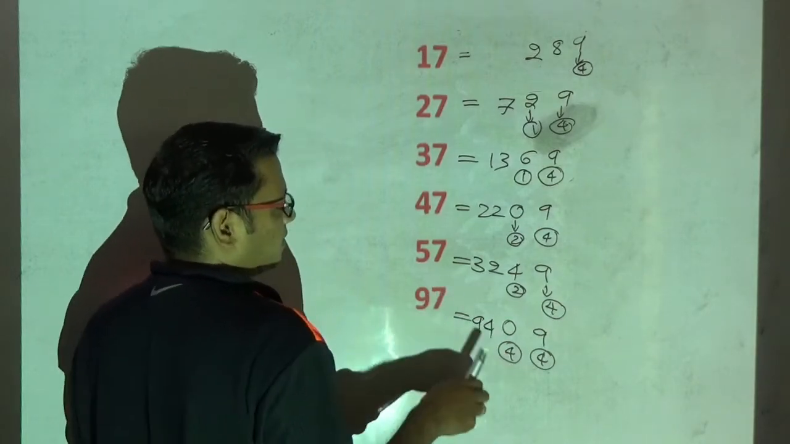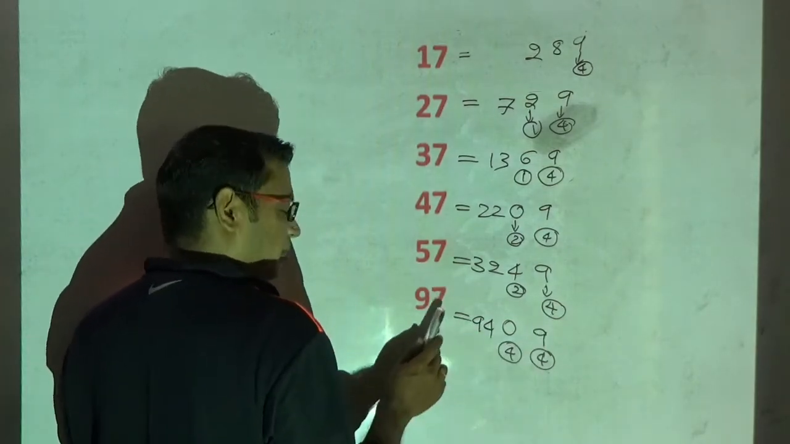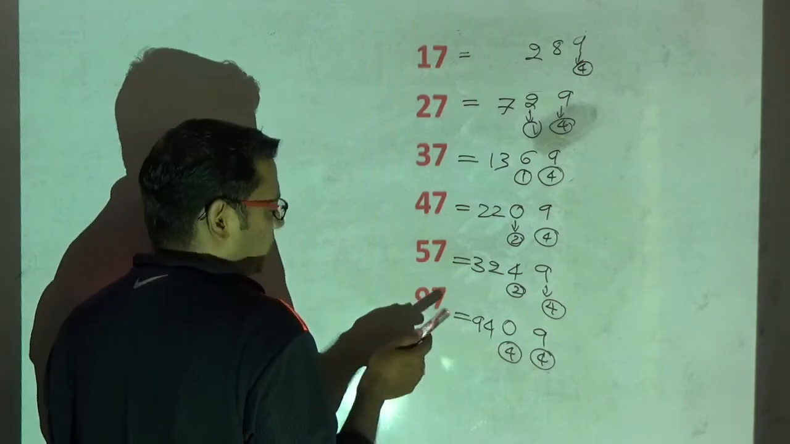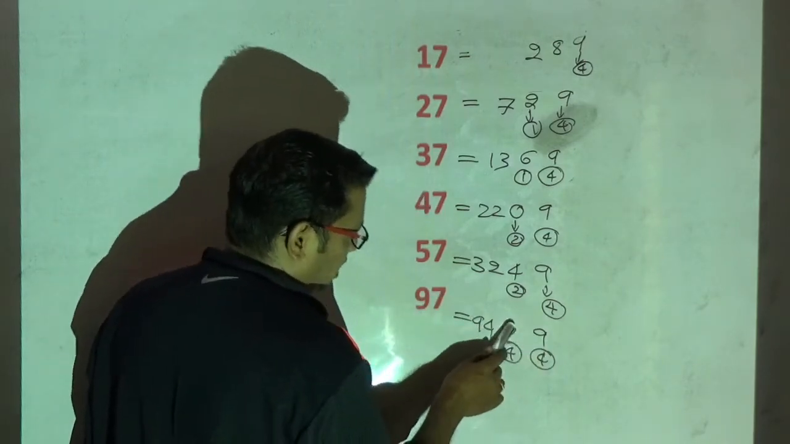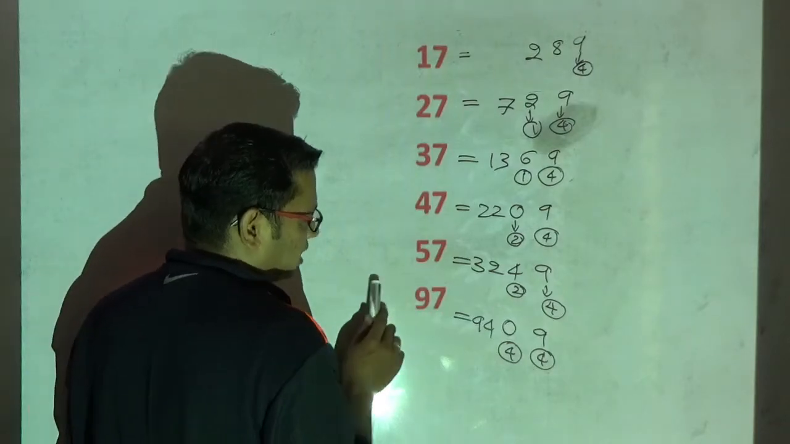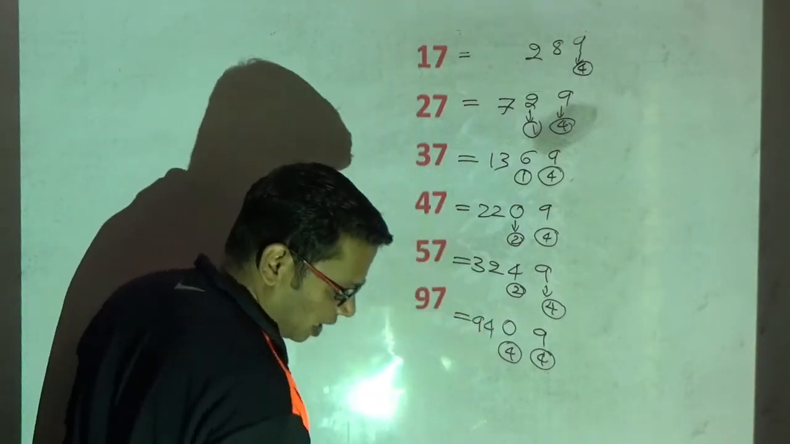See here? 7 square 49, 4 carry. Double of 7 will become 14. Unit place 4. 9 4s is 36 plus 4 is 40. 0, 4 carry. Next number is 10. 10 9s is 90 plus 4 is 94. See how quickly I did.